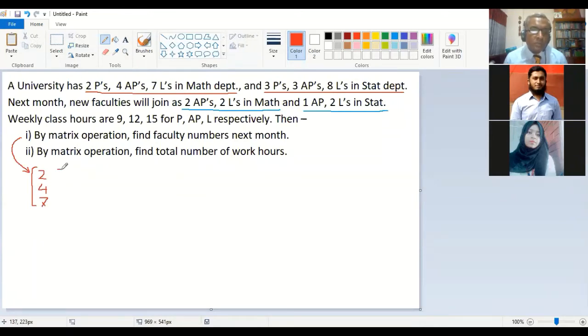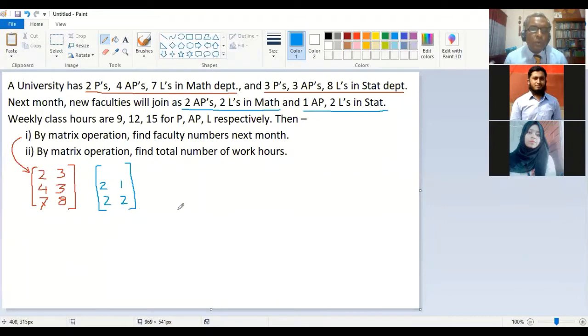The second column is for the statistics department. So it is 3, 3, and 8. In the second column you have 3, 3, 8. First column, math, 2, 4, 7. This is the matrix of the number of faculties in the 2 departments. In the next month, which I have underlined with blue color, more people will be joining: 2 AP and 2 lecturers will join the math department, and 1 AP, that is assistant professor, and 2 lecturers will join the statistics department. This is the information given.